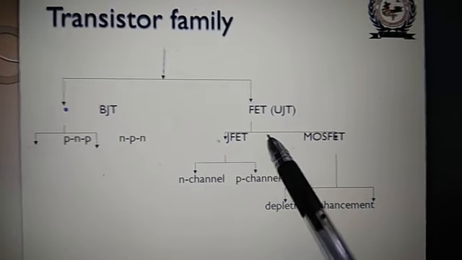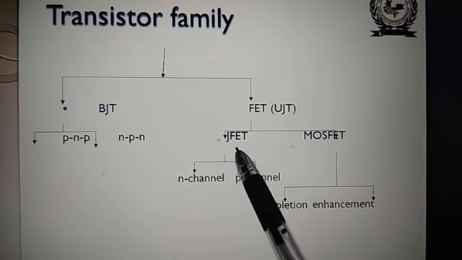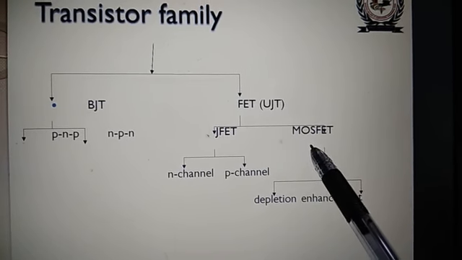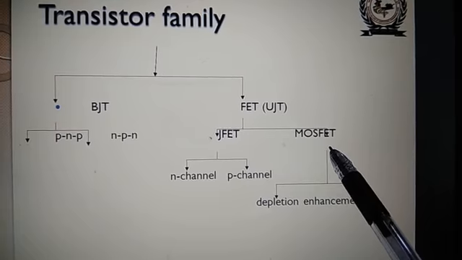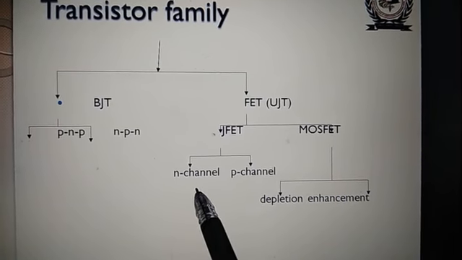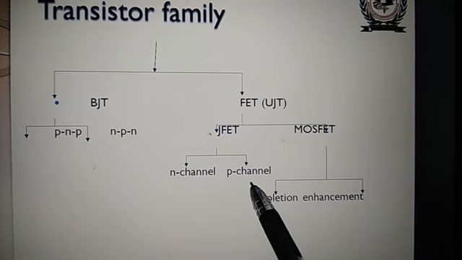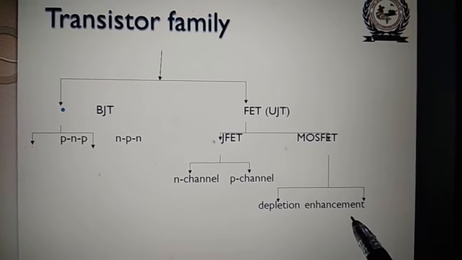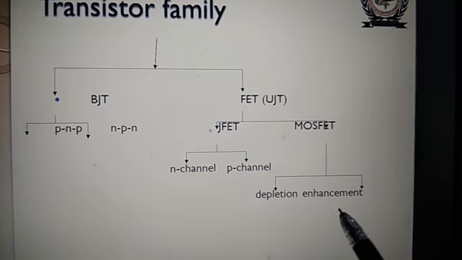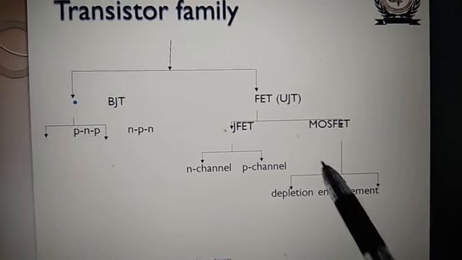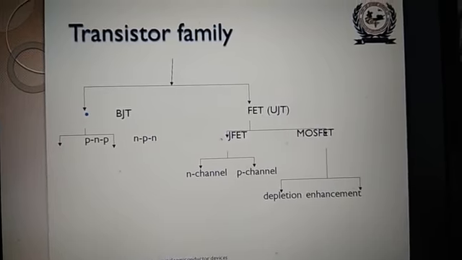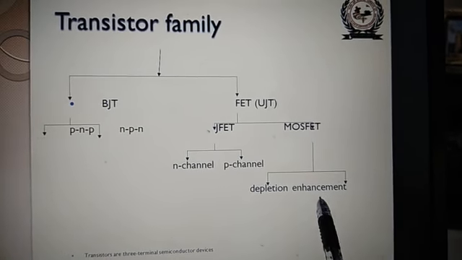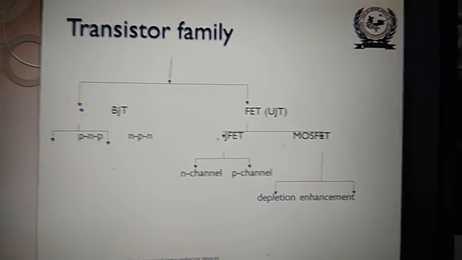In case of the FET transistor, there are JFET, the junction field effect transistor, and MOSFET, the metal oxide semiconductor field effect transistor. In JFET, it is either N channel type or P channel type, and in MOSFET, it is either depletion type or enhancement type, called D MOSFET and E MOSFET. So this is the family of transistors, and nowadays most circuits use FET and MOSFET type transistors.